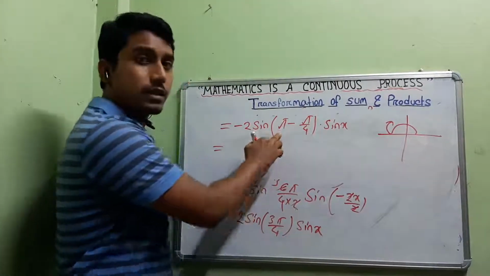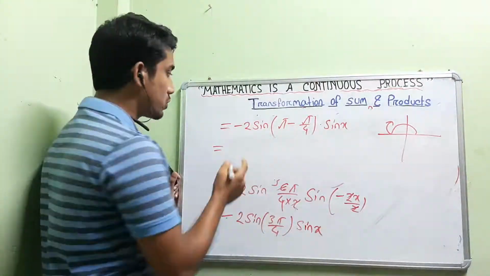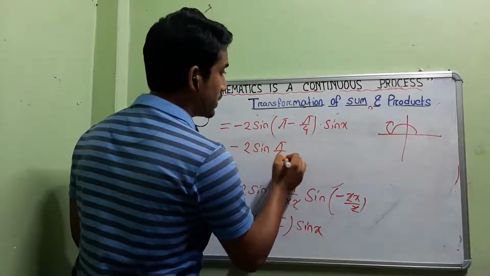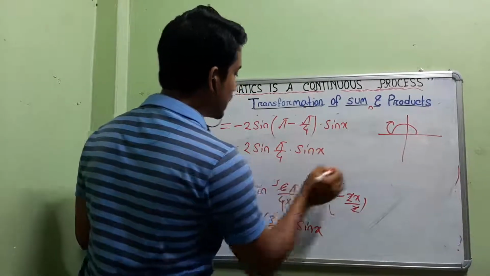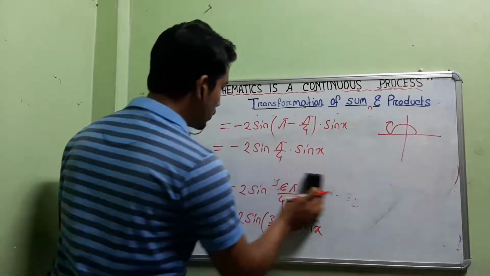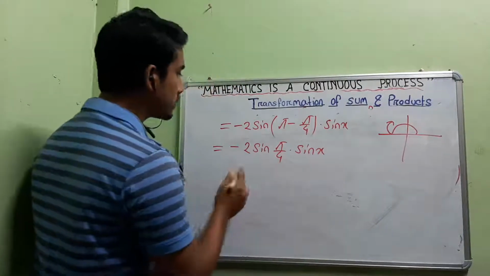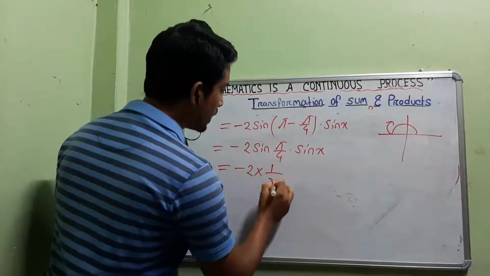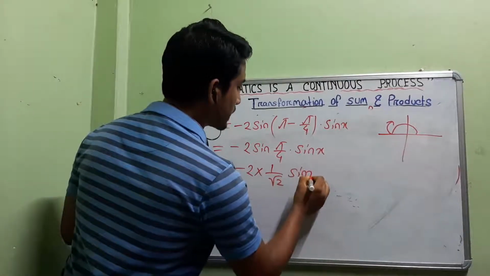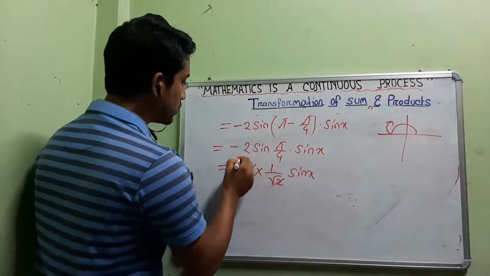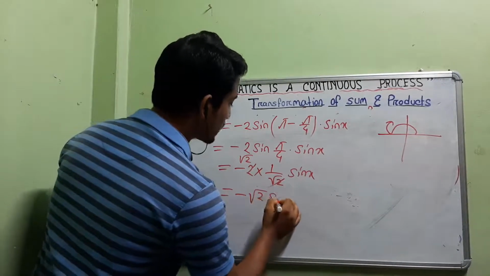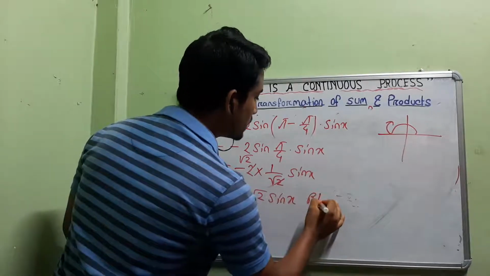How many 90s are there? 2 90s are there, that is even, so sine will remain sine only. So 2 sine pi by 4 will be there into sin x. Okay, so now see, let me put the value of sine pi by 4. What is the value of sine pi by 4? 1 by root 2, sine 45 degrees, 1 by root 2 into sin x. So root 2 can be cancelled out with this 2, so that one will be root 2. So what we are getting, minus root 2 sin x, which was our right hand side obviously.